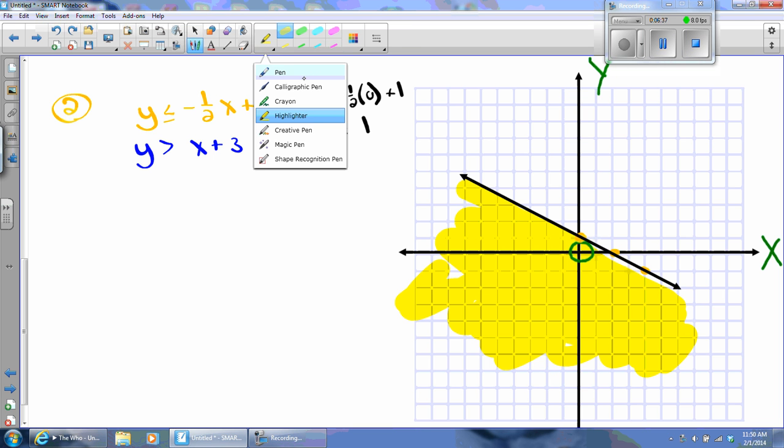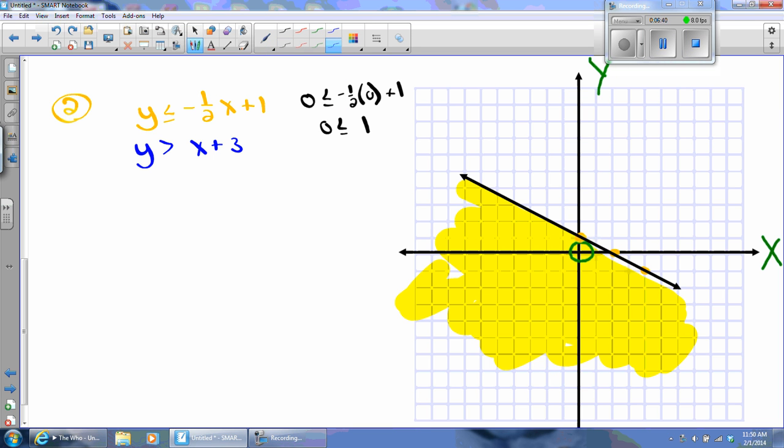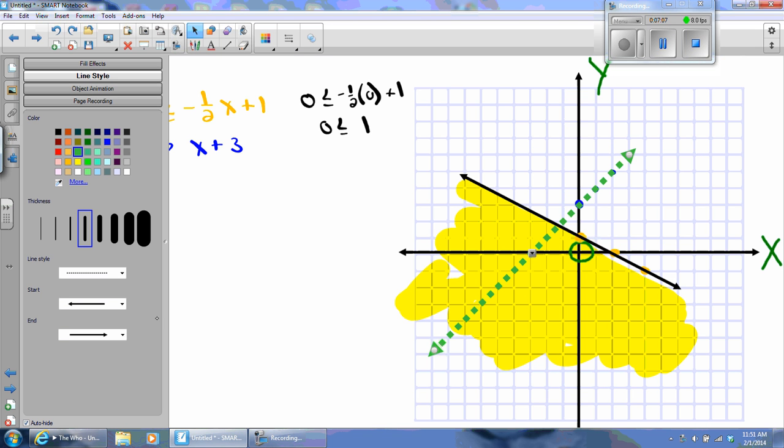Now I'm going to graph the other line. It looks like the y-intercept is 3. 1, 2, 3 right there. And the slope is 1/1, so it's going this way. This is a broken line, so it's going to do something like this, right? And let me make that a little bit thinner. Okay, he's thinner. And I'll change his color to black.